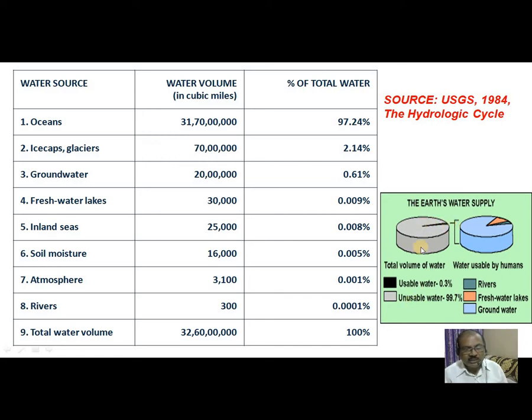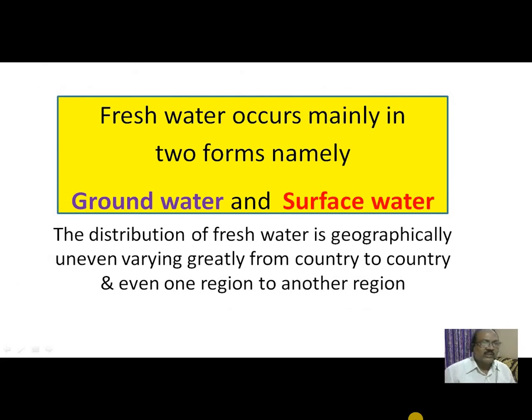So the unusable water content is 99.7%. If we see this usable water once again, rivers, freshwater and groundwater contribute. Freshwater occurs mainly in two forms, namely groundwater and surface water. The distribution of freshwater is geographically not even, and it varies greatly from country to country, region to region, place to place.